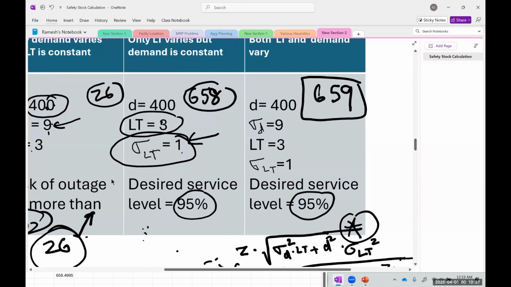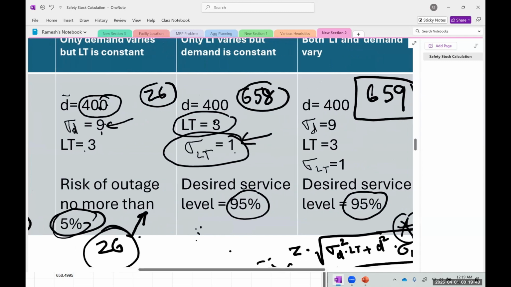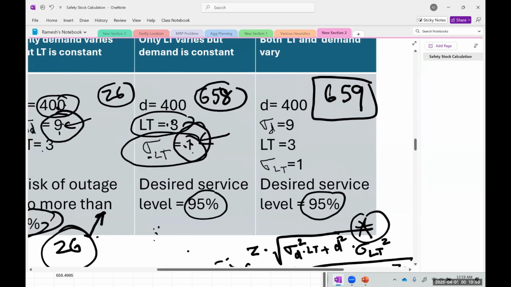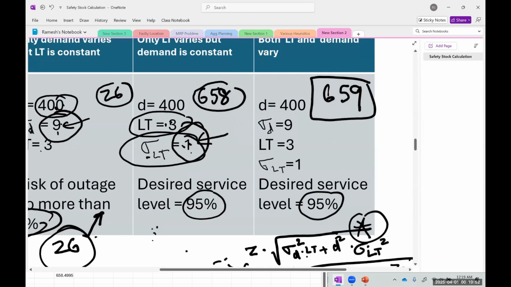It's mainly because this one doesn't have a whole lot of impact, because the standard deviation is very tiny. This one has a humongous standard deviation, and that is making a big impact. And therefore, this one has a tiny impact, this one has a big impact. And we see that this has 659.